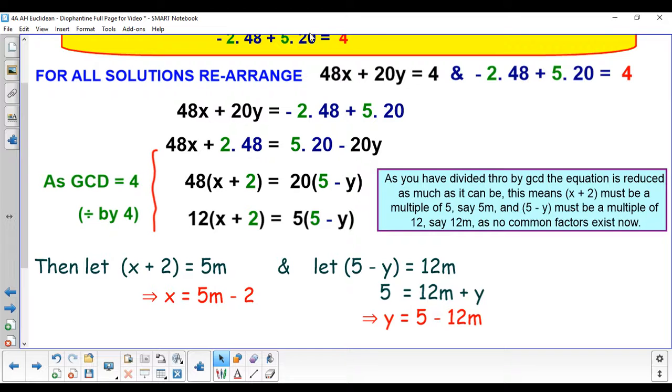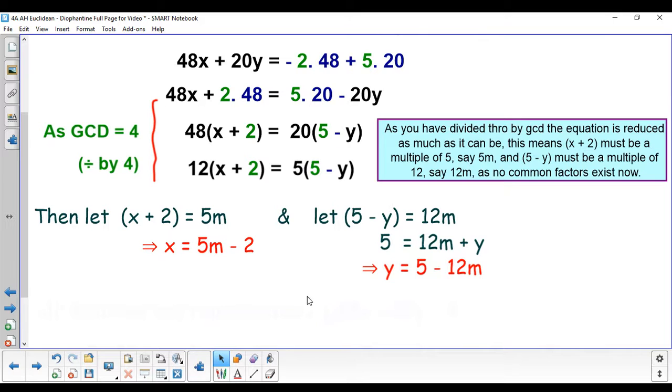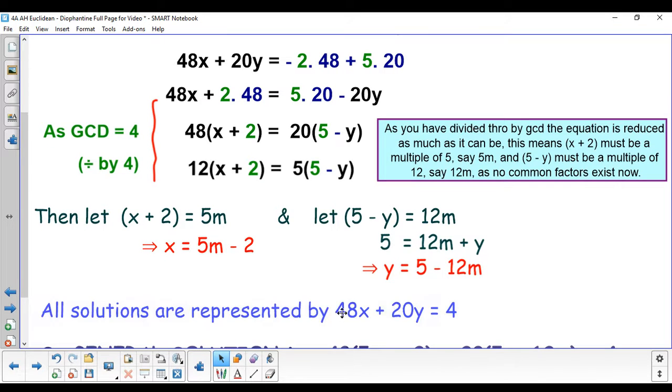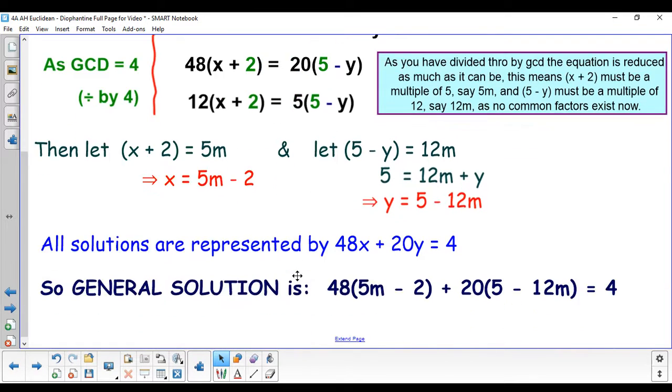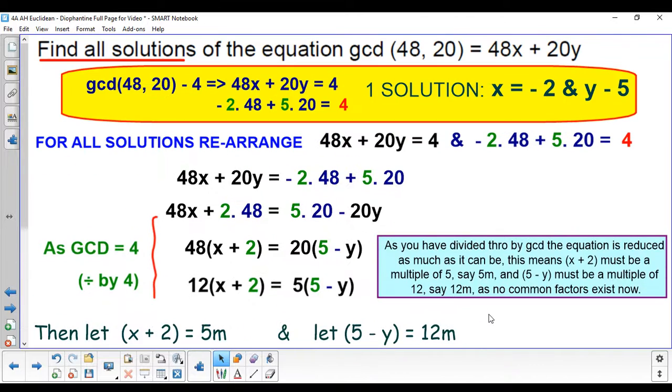What's next? We go back to our equation. 48x plus 20y equals 4. And now we can say that the general solution is x equals 5m take 2, because that's what's in place of x for any value of m. And y equals 5 take 12m is in place of the y. So any integer can be put in there and it should satisfy it. Okay.